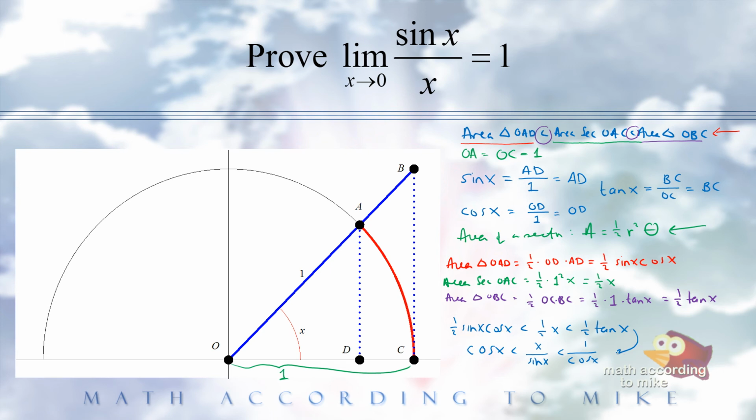Another way of saying what I just did in 2 steps, you could do in 1. You could multiply everything by 2 over sine of x, which again is positive because sine is positive in quadrant 1. If we took the reciprocal of all 3 parts of the inequality, the signs would have to flip. And we get 1 over the cosine of x is now bigger than sine of x over x, which is bigger than cosine of x. Hooray!